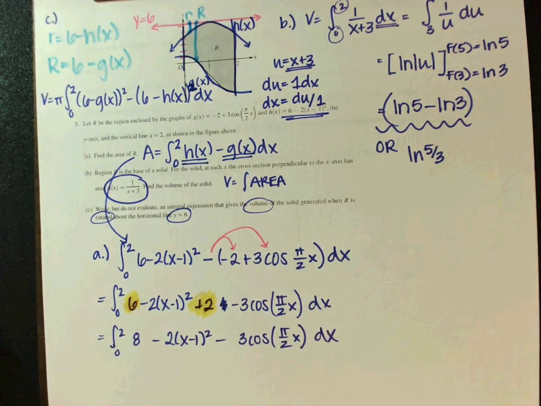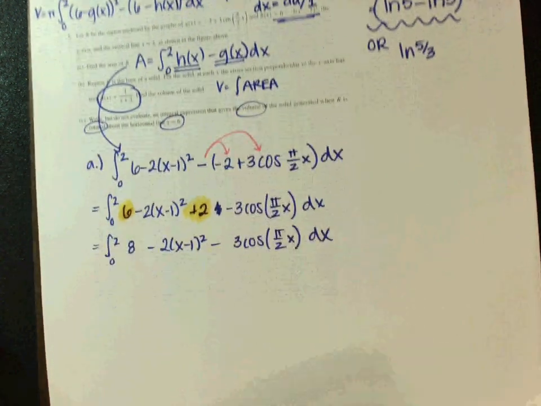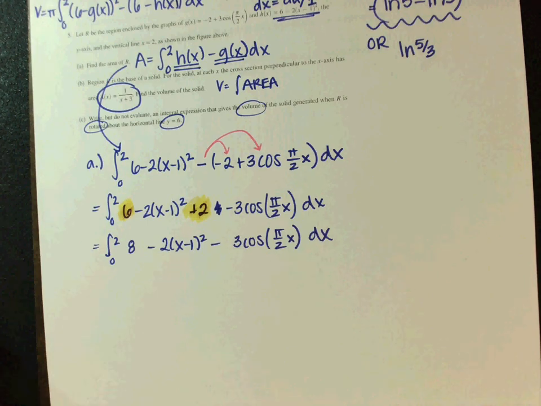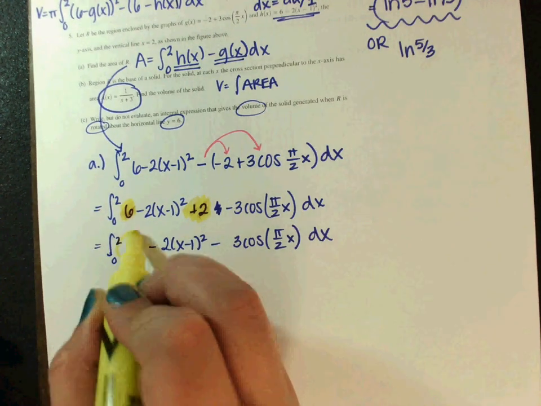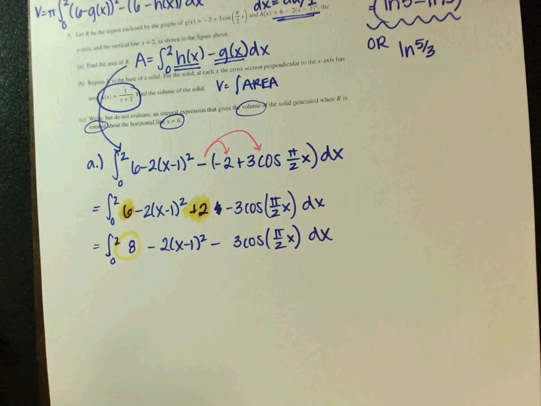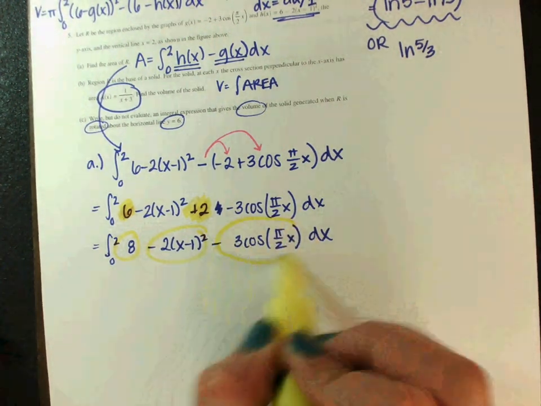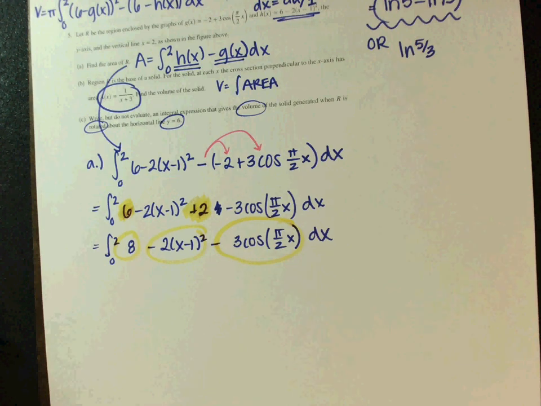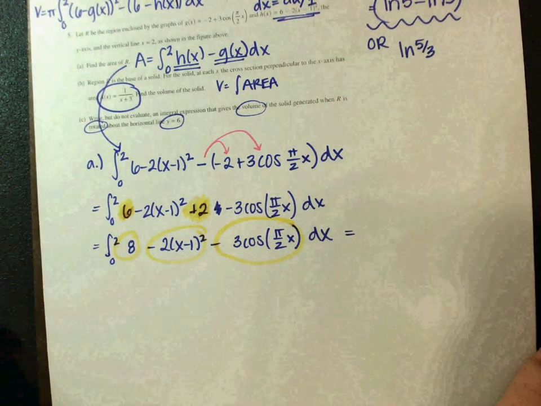Okay, and then what makes this integration so annoying is that I basically have to split this up into 3 integrals. This one is regular. I don't need anything fancy to integrate 8, but this one is going to need u sub, and this one is also going to need u sub. So you're essentially breaking this down into 3 separate integrals. Each integral will give you a different value.